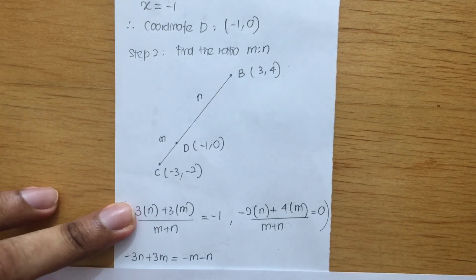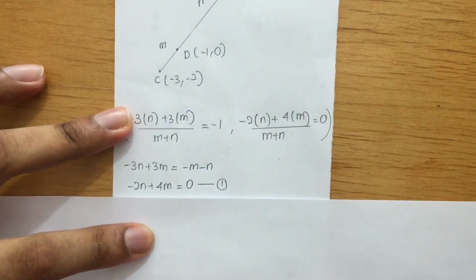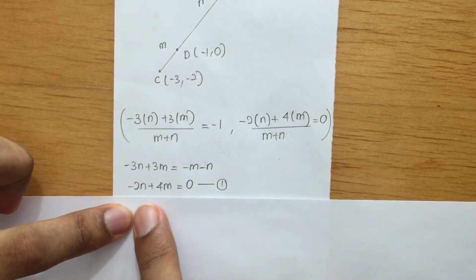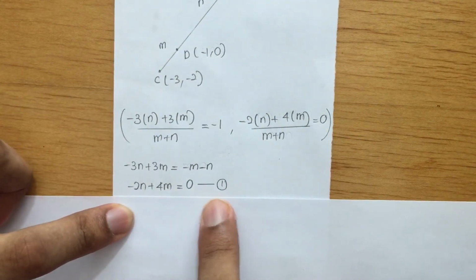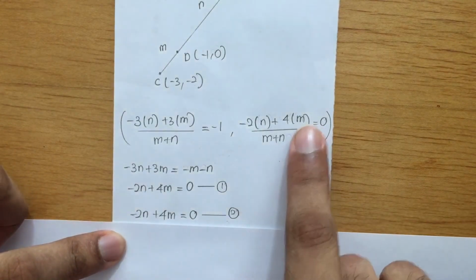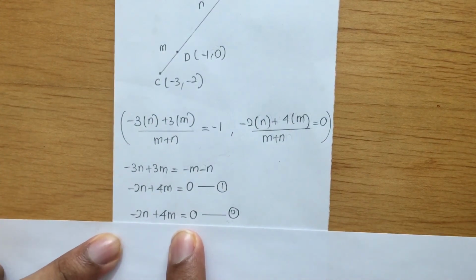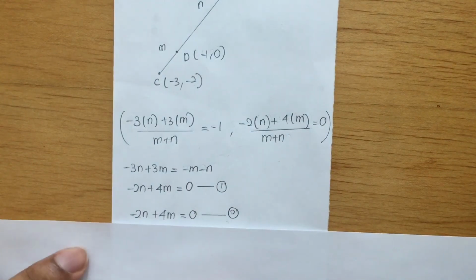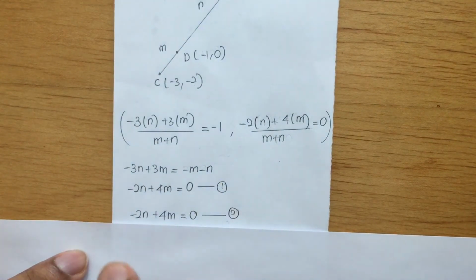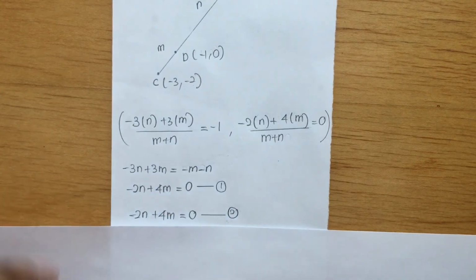-3n + 3m is equals to -m - n. We are comparing in terms of the X coordinate over here. So when you calculate, you get -2n + 4m is equals to 0. So this is your first equation. Proceed to the next step. We are now calculating the Y side: -2n + 4m is equals to 0. If you notice here, your equation 1 and equation 2 are exactly the same. So we are not going to use simultaneous equations here, guys. We are going to use either one of the equations to calculate the m and n ratio, because both of the equations are the same over here.